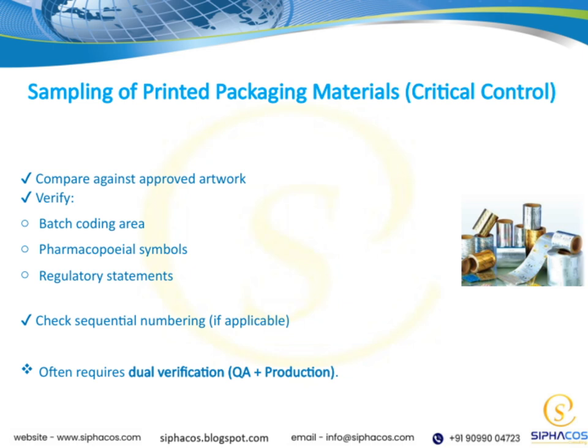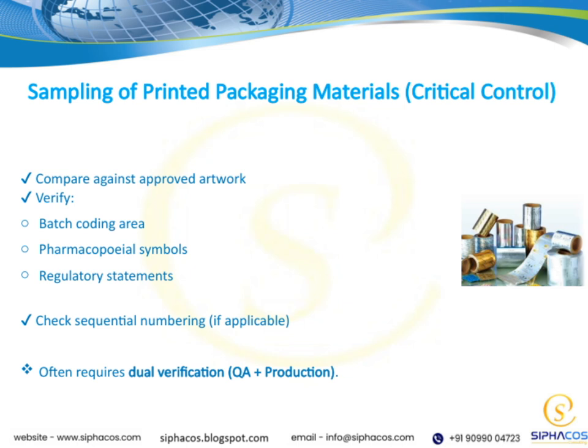Next, we need to verify specific elements on the packaging. This includes checking the batch coding area to make sure the batch number is correct and clearly visible. We also look at pharmacopoeial symbols, ensuring they are accurate and comply with regulatory standards. Additionally, regulatory statements must be checked for correctness and proper placement.